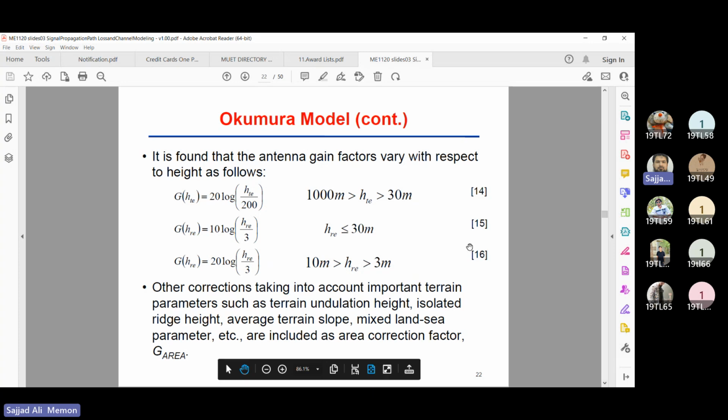It is found that the antenna gain factors vary with respect to height as follows. So these are the expressions that you will use if we have different transmitting and receiving antenna heights. Other corrections taking into account important terrain parameters such as terrain undulation height, isolated ridge height, average terrain slope, mixed path parameter, etc. are included as area correction factor as G area.